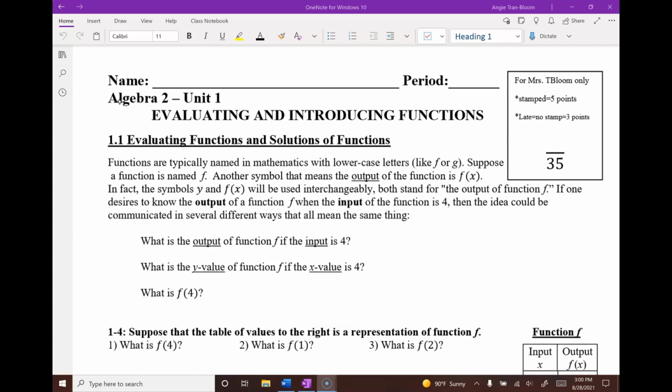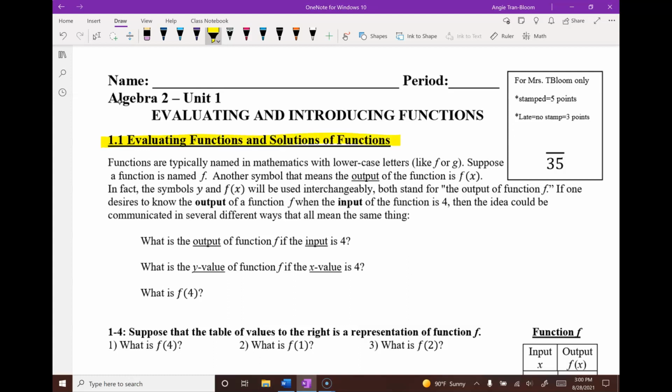Okay guys, here we go. Let's start with 1.1, evaluating functions and solutions of functions. Functions are typically named in mathematics with lowercase letters like f or g or h or j, or whatever lowercase letter we use. Suppose a function is named f.